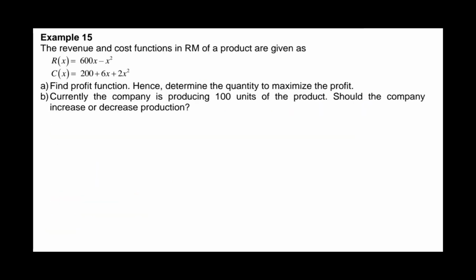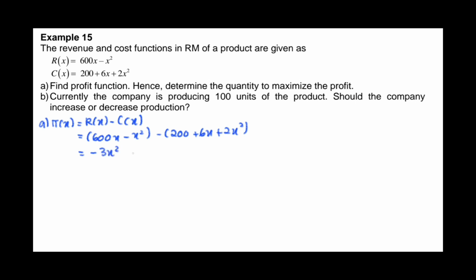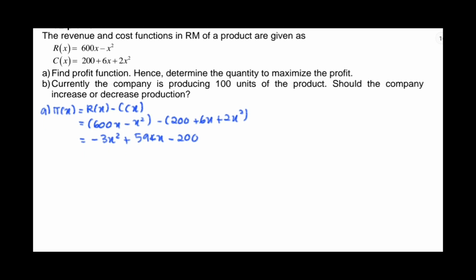Number 15. The revenue and cost function in RM of a product are given as R of x equal to 600x minus x squared, and cost C of x equal to 200 plus 6x plus 2x squared. Find the profit function. So for question A, the profit function pi of x is given by R of x minus C of x. So R of x is 600x minus x squared minus the cost function, 200 plus 6x plus 2x squared. Simplify, we will get the profit function equal to negative 3x squared plus 594x minus 200. So this is our profit function.